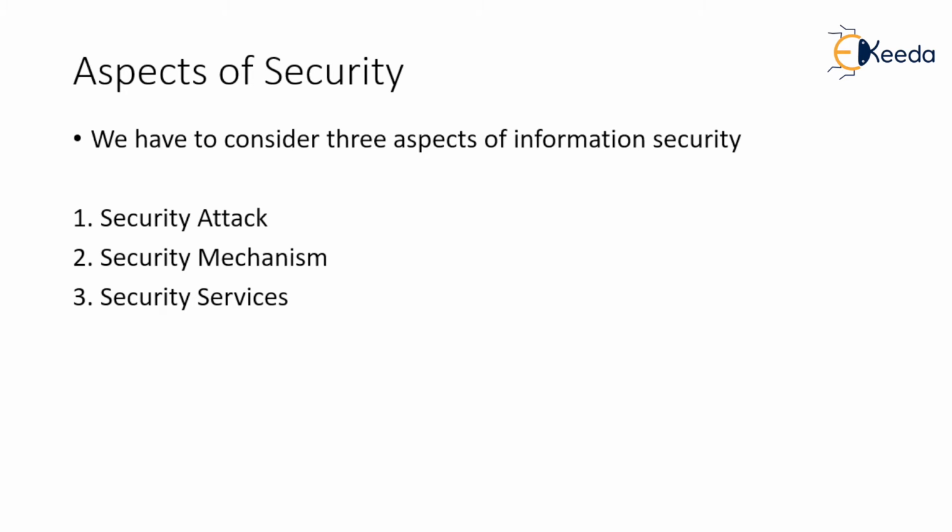Security attacks are different aspects of security. Security mechanism is another aspect of security. Security services is another aspect of security. So under OSI, we have different aspects of security, for which we have to learn three different aspects of information security, which are security attack, security mechanism, and security services.